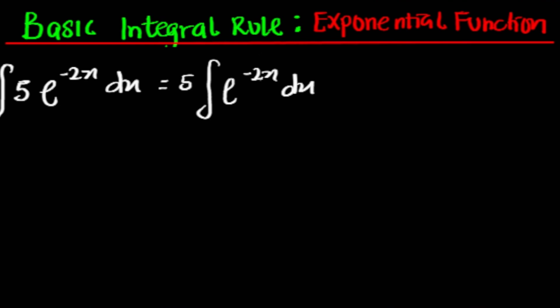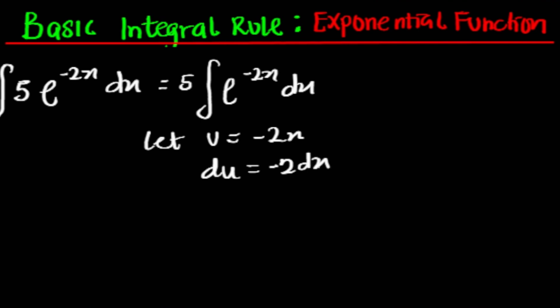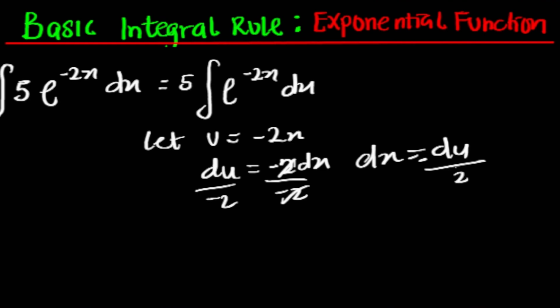From there you can just say let's use the substitution method, because there are many methods of solving a function. Applying the substitution rule, you say let u equal negative 2x. So du is going to be equal to minus 2 dx, right? Then you can divide both sides by minus 2 to get your dx. So finally dx is equal to minus du divided by 2. That's what you are going to have.